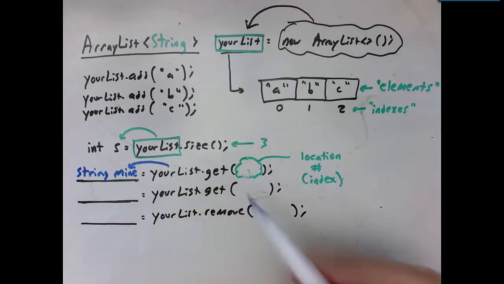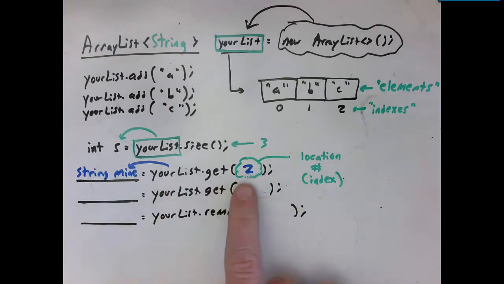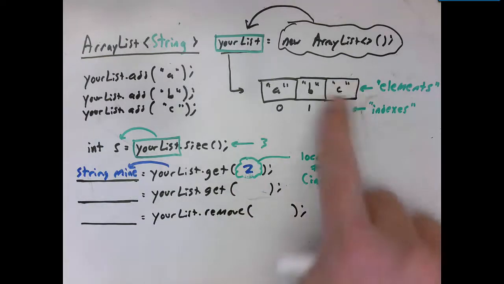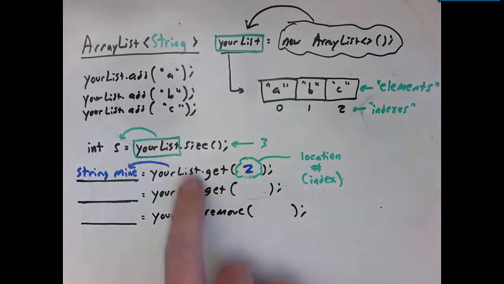So now B would get saved inside mine. But if I wanted to have a different number here, like 2, then the list would say, what's in location 2? Oh, it's C. And it would take that string C, and that would get saved into your variable. So the get method is how you can ask your list to return things at different locations.